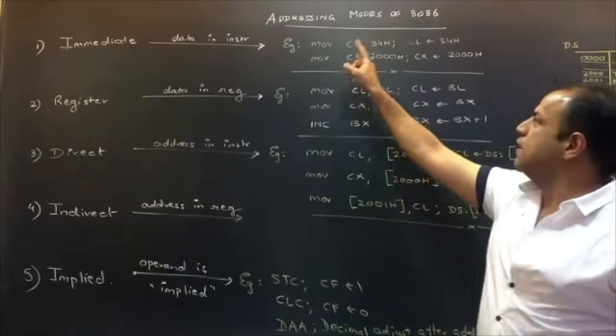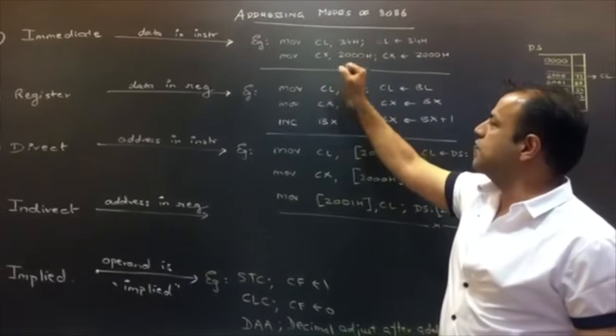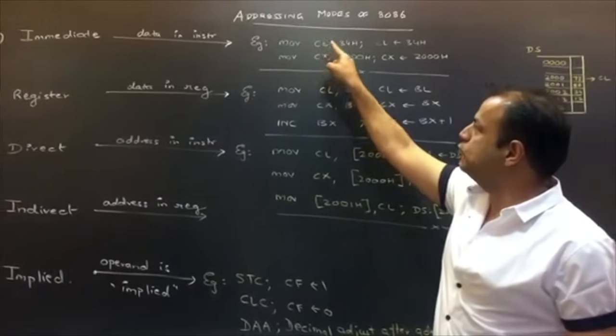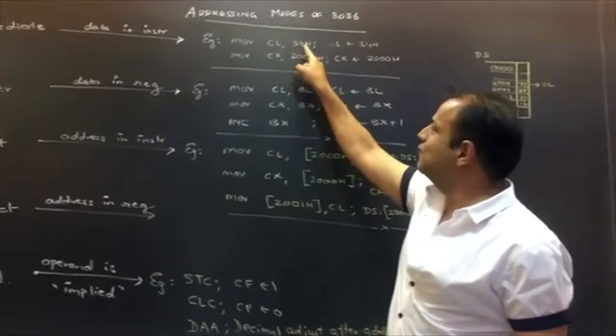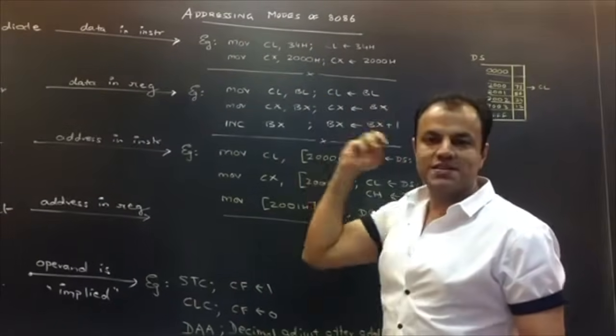So coming back, MOV CL, 34. I'm telling it to move into the CL register the value 34. So what will CL get?